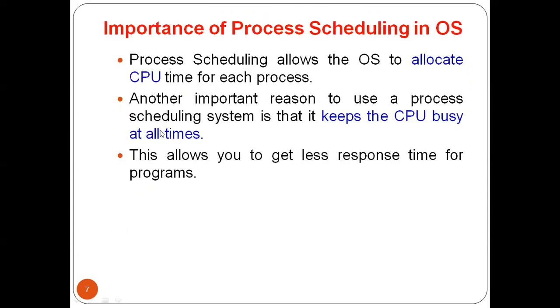So let's see what the importance of process scheduling in an operating system is. Process scheduling allows the operating system to allocate CPU time to each and every process. Another important reason to use a process scheduling system is that it keeps the CPU busy at all times. This gets a lower response time for the programs.